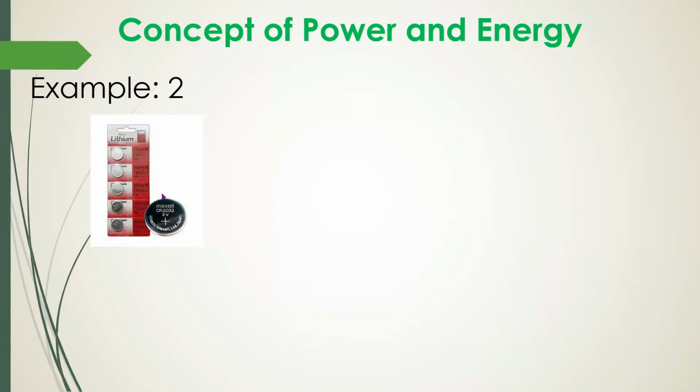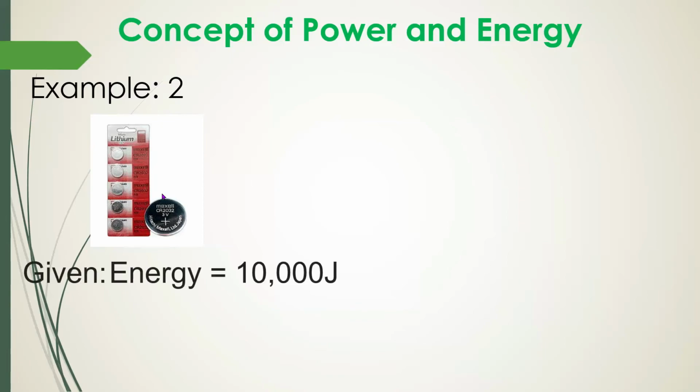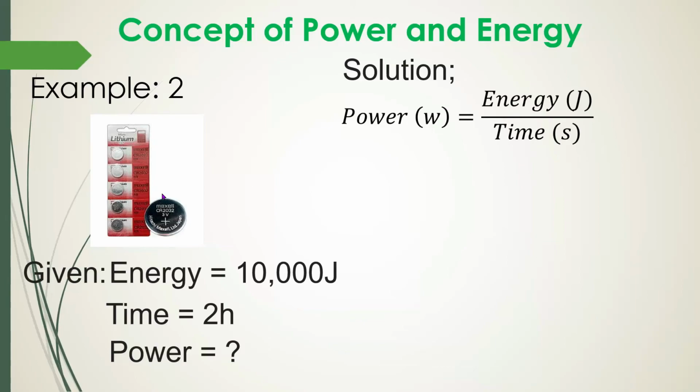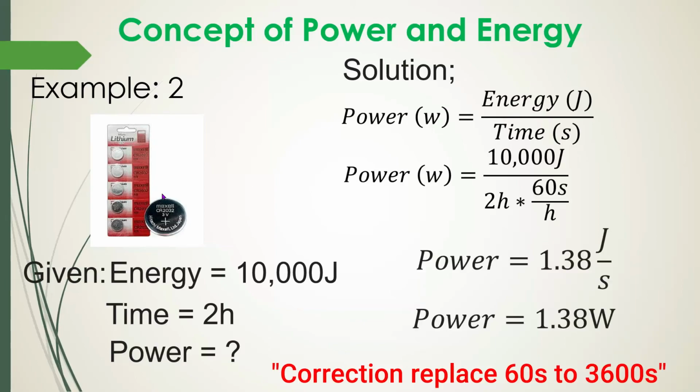Example number 2. A calculator battery can deliver 10,000 joules in 2 hours. What is the power of the battery? Solution, the given known variables are energy 10,000 joules and 2 hours of time, and the unknown variable is battery power. We can calculate the power by dividing the 10,000 joules of energy by 2 hours of time, but we will convert the 2 hours into seconds by multiplying by 3,600 seconds per hour. We can now finally calculate the total power of the battery, which is 1.38 joules per second. Remember that 1 watt is equal to 1 joule per second, so the battery power is 1.38 watts.